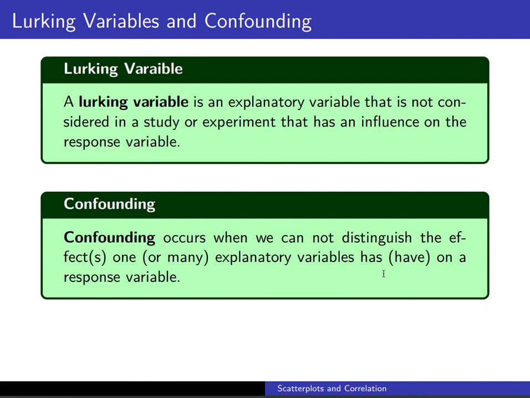So it's almost like there's too many cooks in the kitchen. So lurking variable is we don't consider it. Confounding is there's too much to consider, and we can't separate, almost like separating the wheat from the chaff, so to speak.